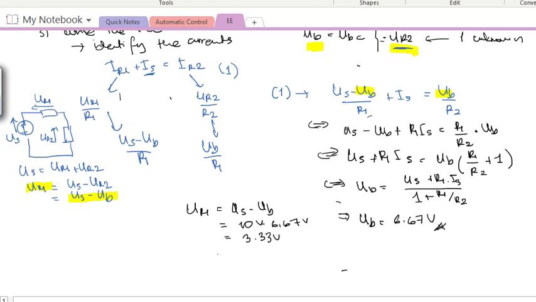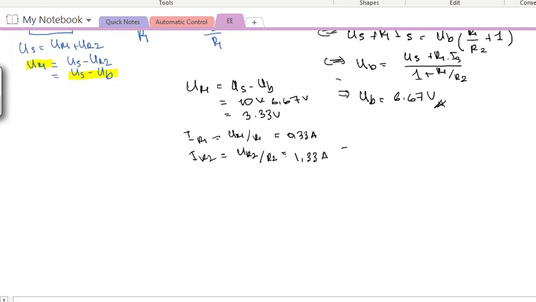And then the other parameters that we can find are IR1 and IR2. This is easier now. IR1, you use Ohm's law, is equal to UR1 over R1. IR2 is UR2 over R2. So if you take the values, you'll find that IR1 equals 0.33 amps, while IR2 equals 1.33 amps. Okay, so that's how we do nodal analysis in order to find out the parameters of the circuit.